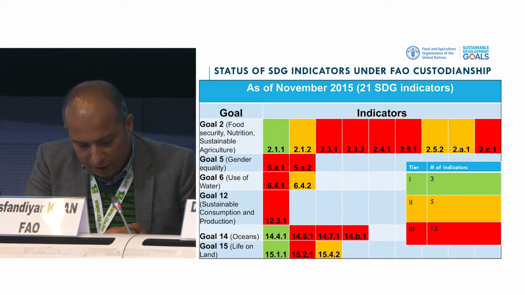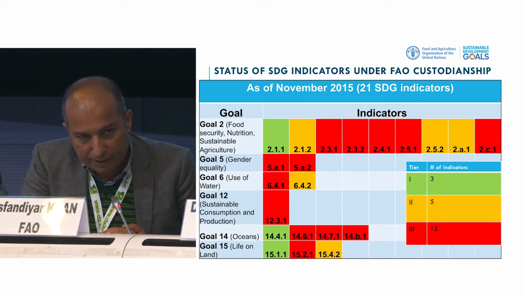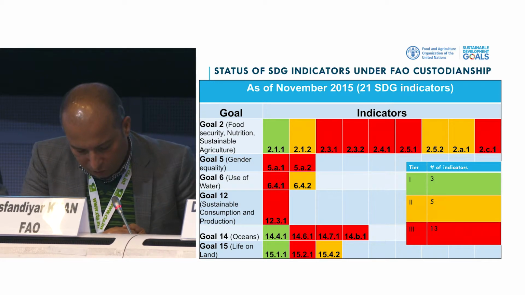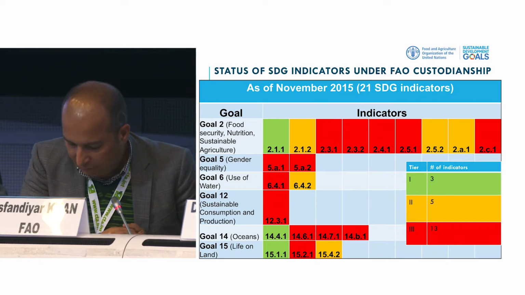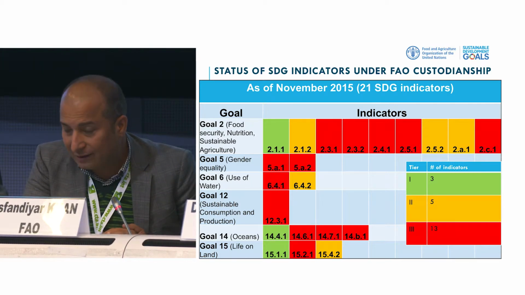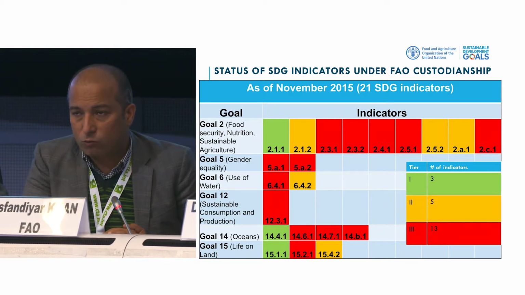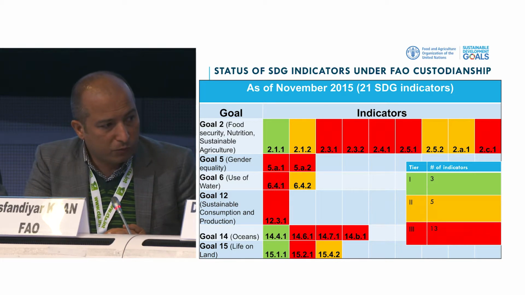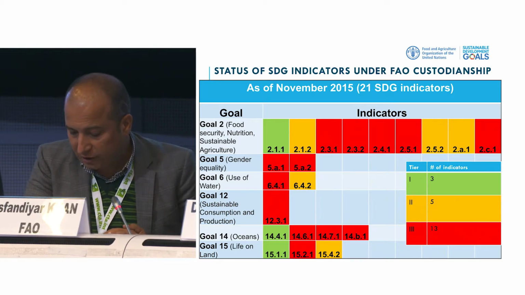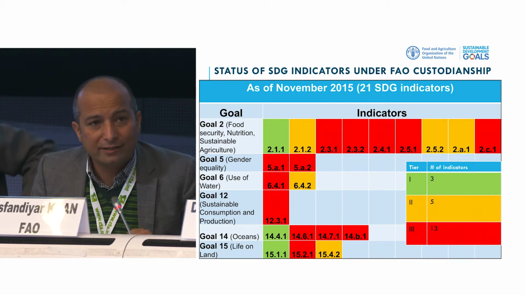Goal 5 on gender equality, Goal 6 on use of water, Goal 12 on sustainable consumption and production, Goal 14 on oceans, and Goal 15 on life on land. So in total, in 2015, we had 13 tier 3 SDG indicators. So you can imagine the amount of work that went into the methodological development of all these SDG indicators. 5 were tier 2 and only 3 were tier 1.